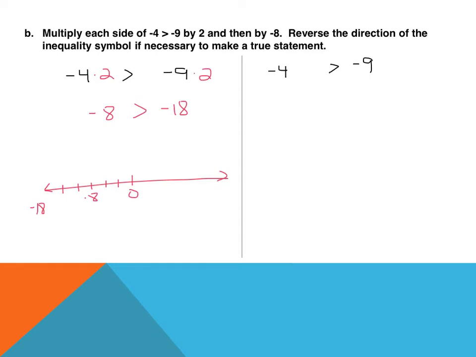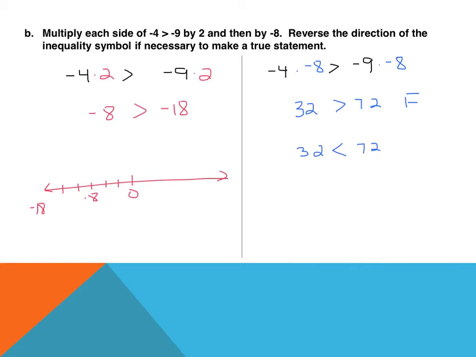Again, that's a true statement. And then we'll multiply by negative 8. So negative 4 times negative 8, negative times negative is positive 32, is greater than positive 72. 32 is greater than 72. That is false. So in order to make it true, we have to reverse the sign to say less than.